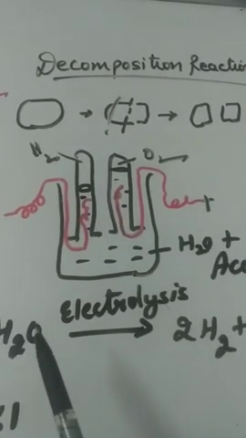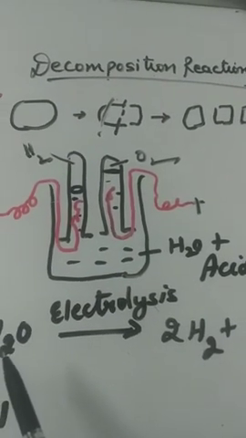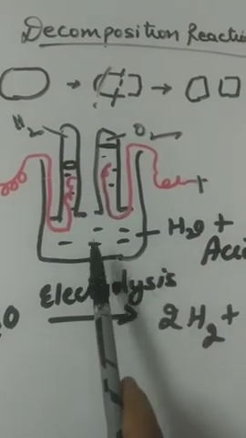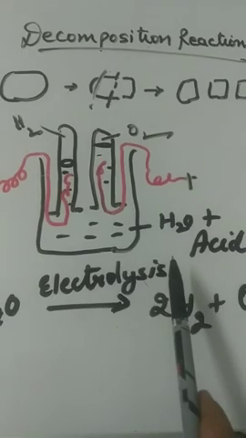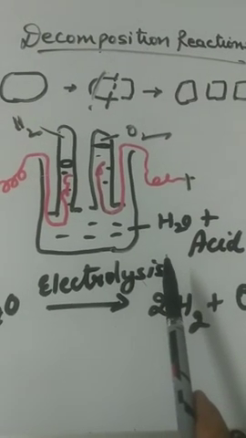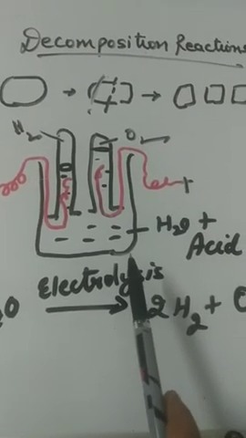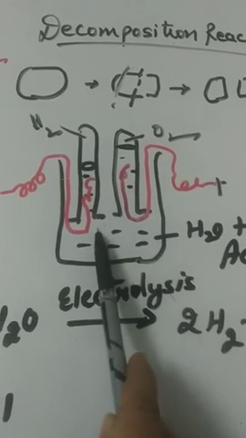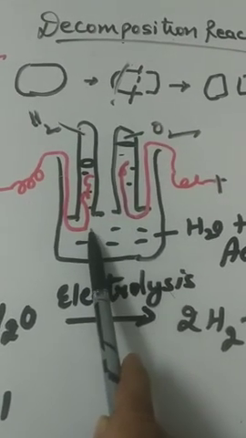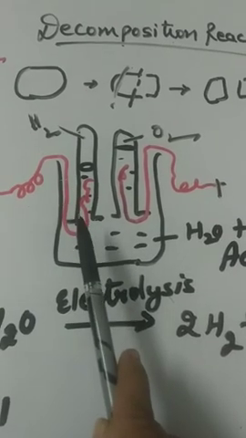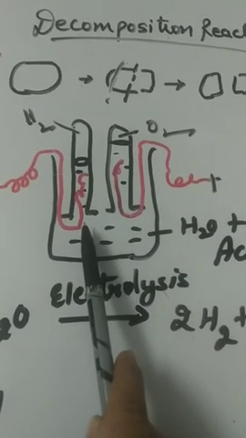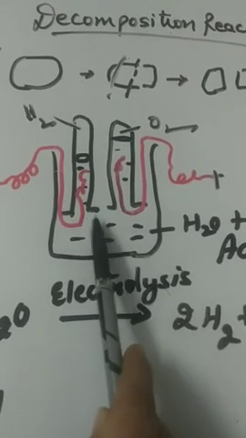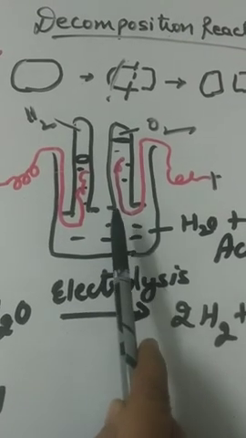How can we perform this experiment, the electrolysis of water? We have to take some water in a beaker and put some acid, maybe hydrochloric acid or sulfuric acid, in the beaker. Two test tubes full of water we will invert inside the beaker. We will remove insulation from the ends of the 2 thick wires and introduce them inside the test tubes.